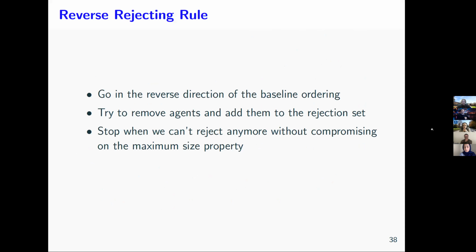So in contrast to simultaneously selecting agents or iteratively selecting agents, this rule has a very different methodology. What it does is use the baseline ordering, but then it goes in the reverse direction of the baseline ordering. And rather than selecting agents, it tries to remove agents and add them to the rejection set. We only reject agents if we can do so while satisfying certain conditions, which will become clear when I give you an example. In particular, we stop when we can't reject anymore without compromising on the maximum size property which we want to achieve.